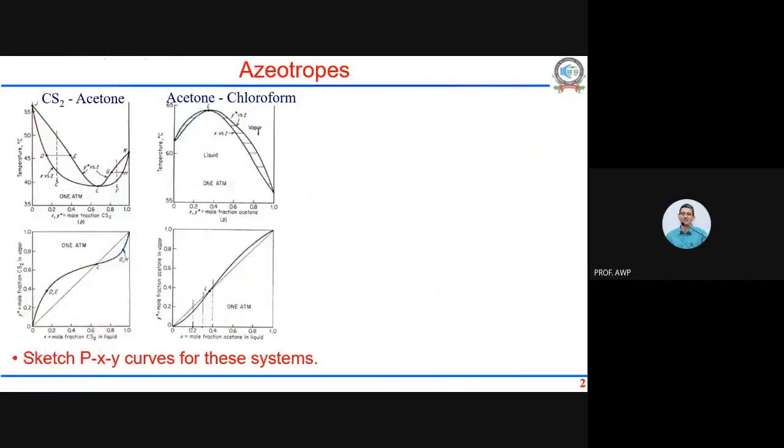Now draw the PXY curve for these two systems. If I have to draw PXY at constant temperature, so temperature is constant, can you draw? Earlier, pressure was constant and it was TXY. Now how will PXY look?